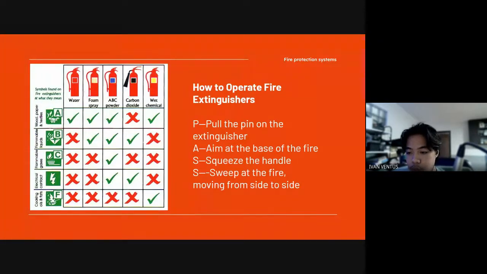Using fire extinguishers, we should employ the PASS system in the early stage of firefighting. P, pull the pin on the extinguisher. A, aim at the base of the fire. S, squeeze the handle. S again, sweep at the fire, moving from side to side.